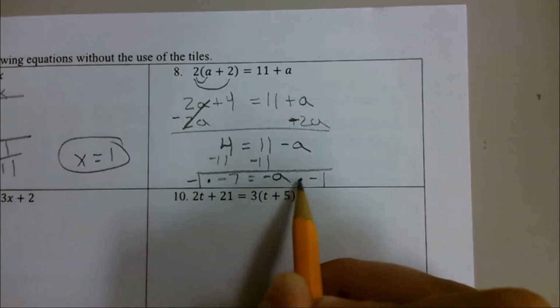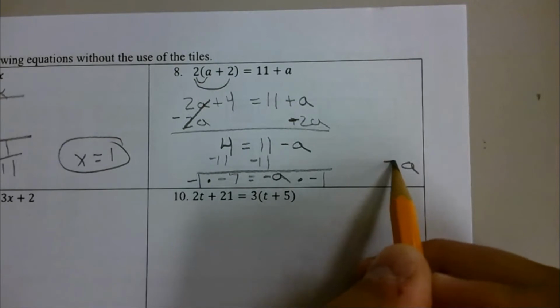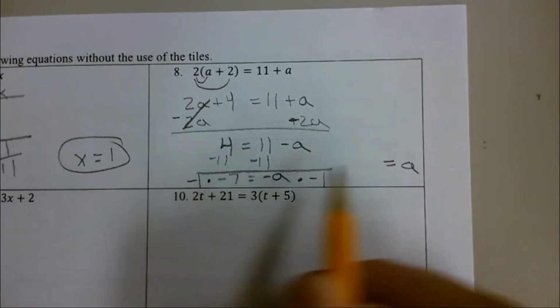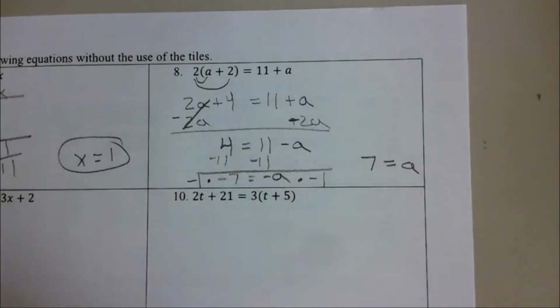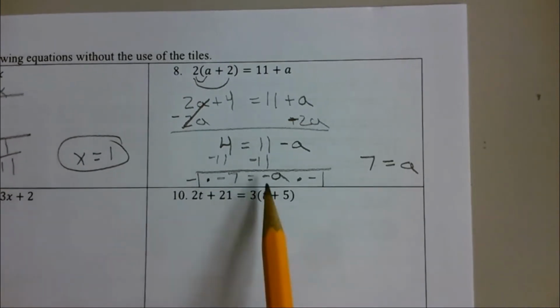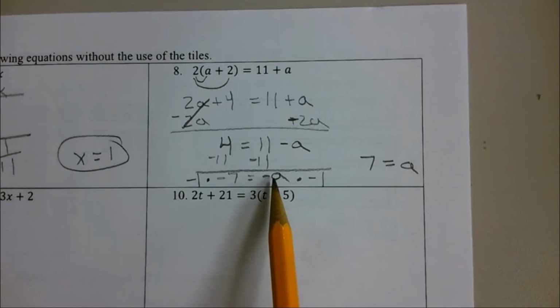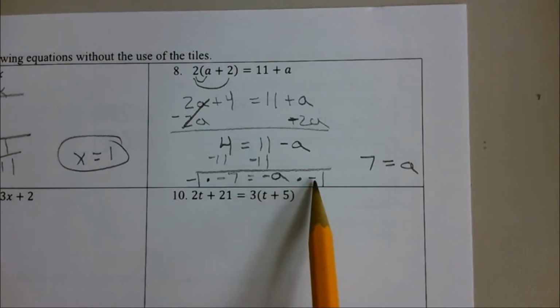So negative a times negative 1 is just a positive a, and then negative 7 times negative 1 is just a positive 7. And you would have gotten positive 7 if you would have subtracted the a from the left side. So either way you do it, it works. Just know that if you end up with a negative variable, you're going to have to do an extra step at the end with that times negative 1.